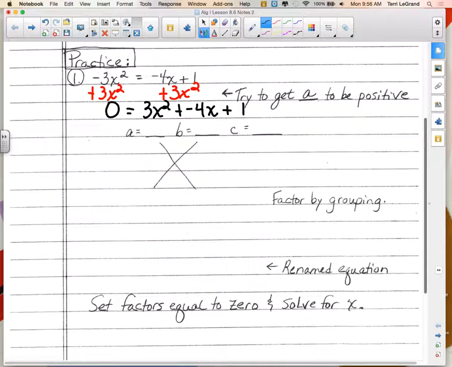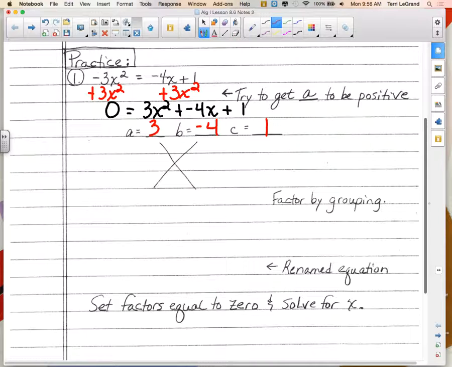And now we can identify our a, b, and c and go to work on our diamond, starting to rename it. So our a is what, class? 3. B is negative 4, C is 1. Okay, what's another little difference between when A is equal to 1 and when A is not equal to 1? What do we have to worry about in our diamond? Multiplying A times C.